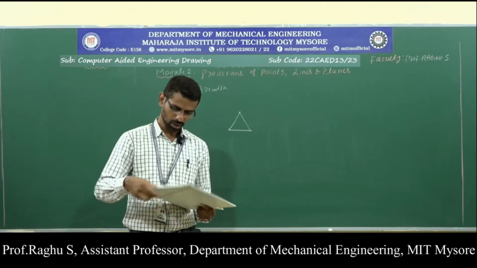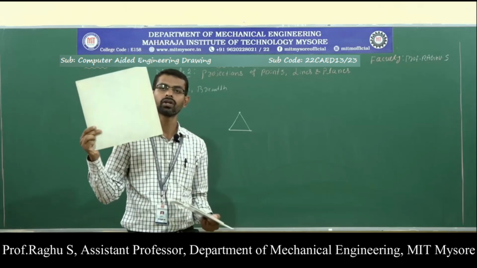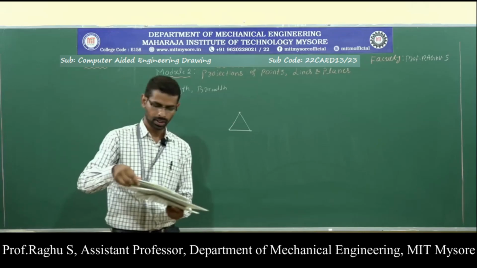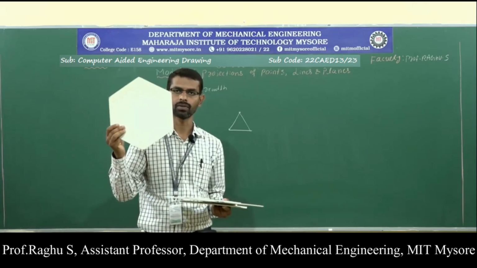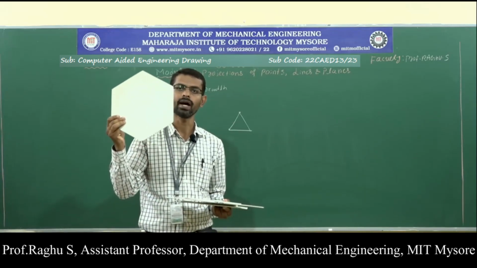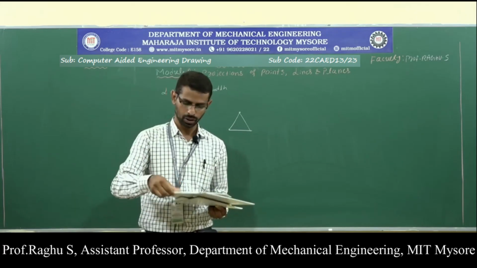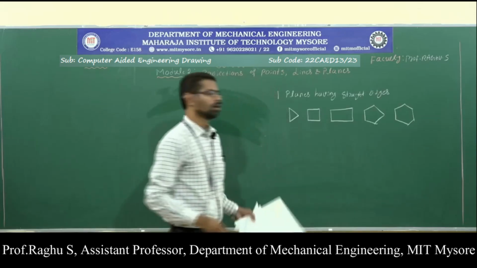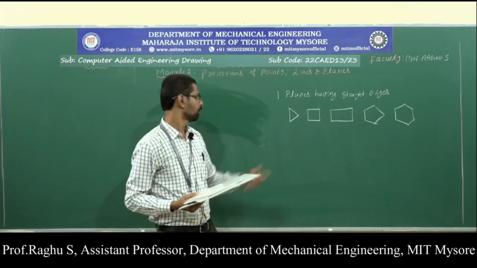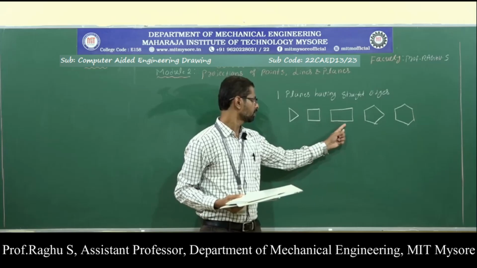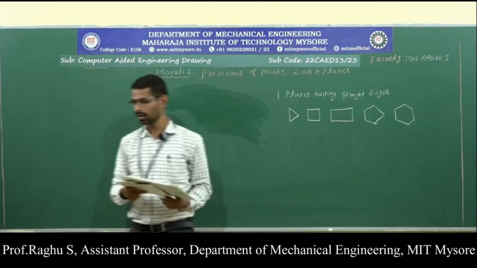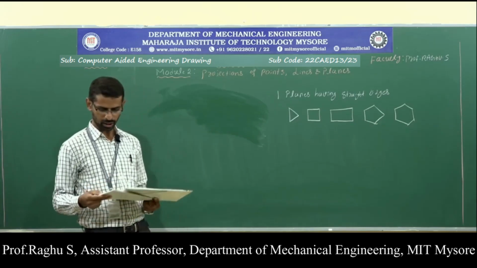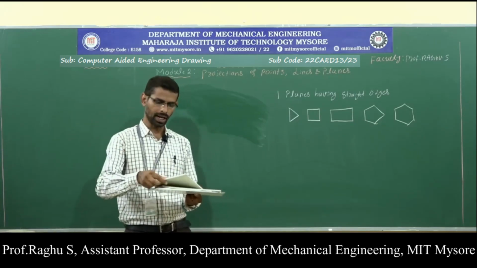Next, square lamina, it has straight edges. Next one, pentagonal lamina, hexagonal lamina. These are examples for planes having straight edges. So planes having straight edges, examples: triangle, square, rectangle, pentagon and hexagon. Here the first one, triangular lamina.